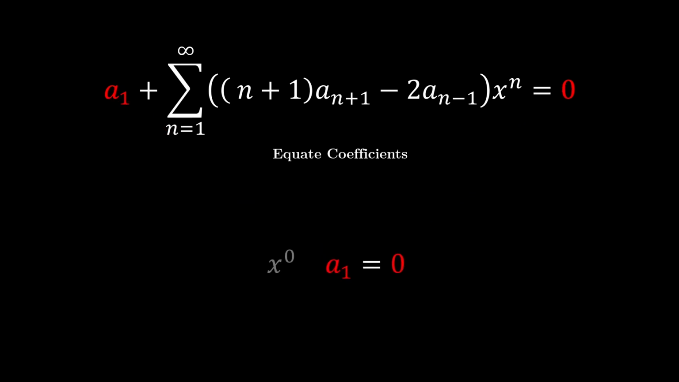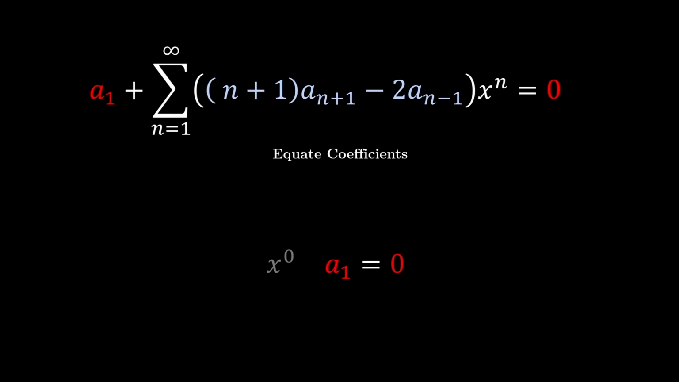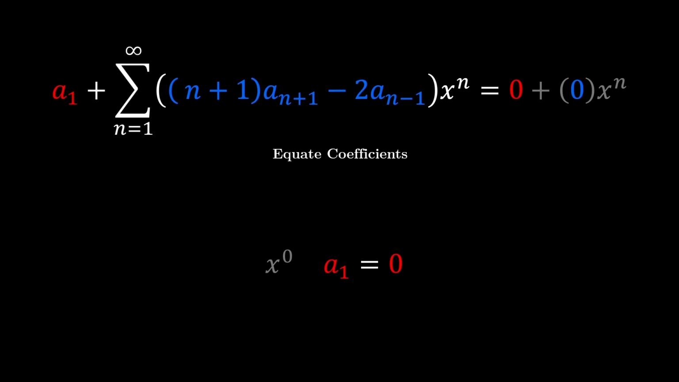Next, we could focus on the coefficients of x to the n, which on the left-hand side is everything in the summation multiplied by x to the n, and on the right-hand side, simply just 0, because there are no x to the n's on the right-hand side, which is the same as having 0 times x to the n on the right-hand side. Equating the x to the n coefficients results in the following.